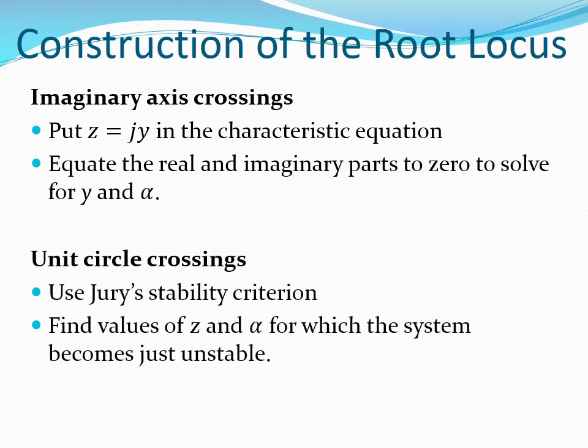To obtain the point at which the root locus crosses the unit circle, use the Jury's stability criterion. Using this criterion, find the values of z and alpha for which the system becomes just unstable. Z is the point in the z-plane at which the root locus crosses the unit circle. Alpha is the value of the system variable parameter when the root locus crosses the unit circle.